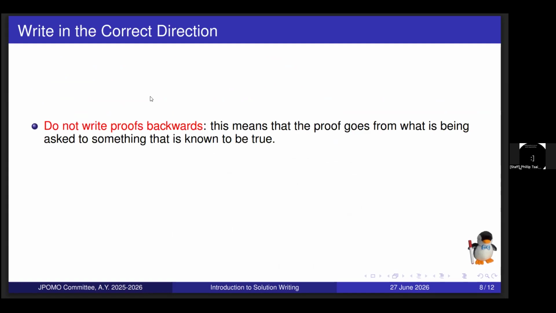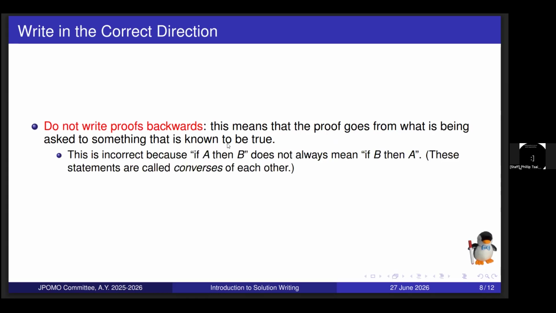It's also a very common mistake to write in the wrong direction. Do not write proofs backwards unless you know what you're doing. Writing proofs backwards means that the proof goes on from what is being asked to something that's known to be true. What you should write instead is to start with something that is known to be true and manipulate it and use it to show that what is being asked is true.